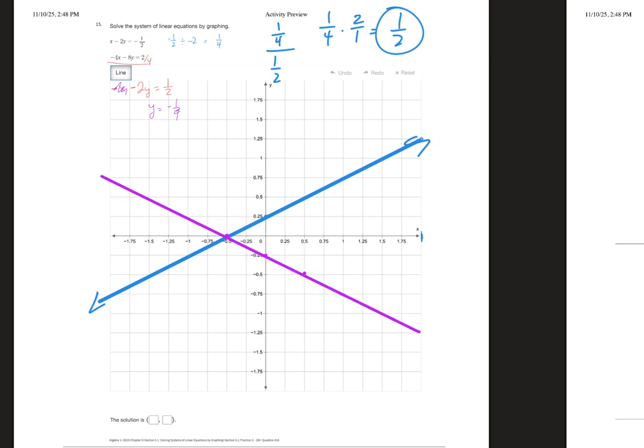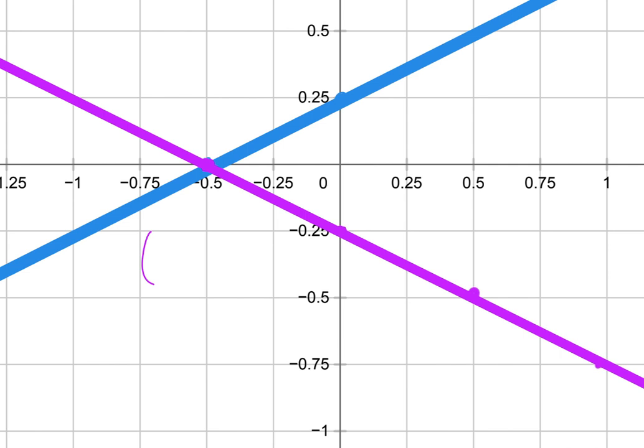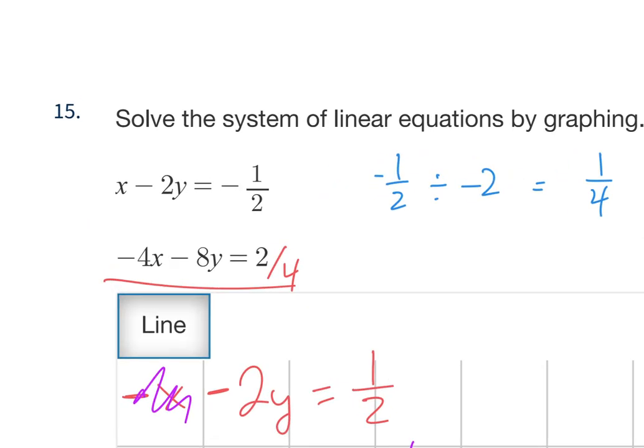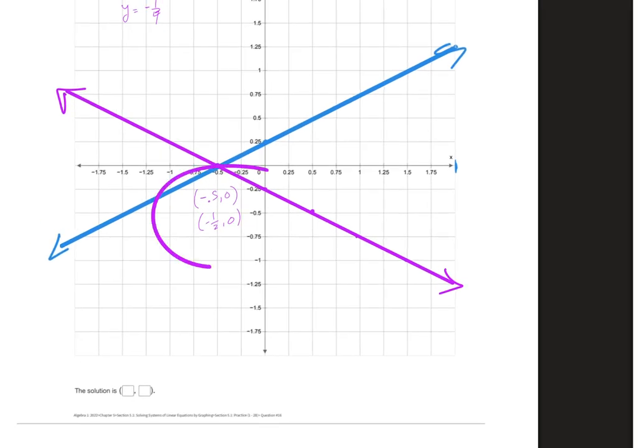Going to graph, but we don't really need to graph because we've already seen it. And we get that the intersection is negative 0.5, 0, or negative 1/2, 0. So if we were to plug this in, does negative 1/2 minus 0 equal negative 1/2? It sure does. Does negative 1/2 times negative 4? Well, that equals 2, by the way. Does 2 minus 0 equal 2? It sure does. So we are confirmed that negative 1/2, 0 is our answer.